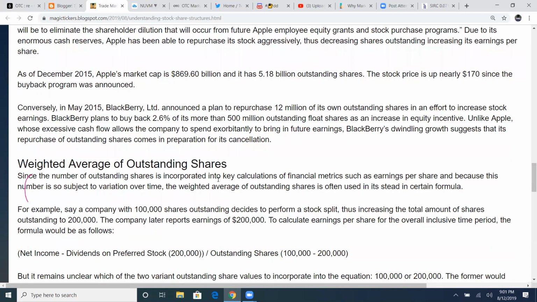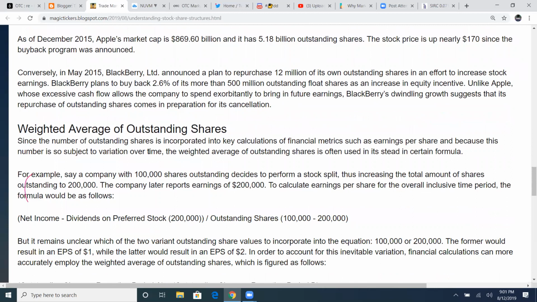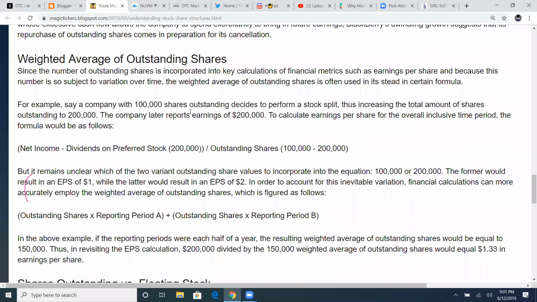Weighted average of outstanding shares. Since the number of outstanding shares is incorporated into key calculations of financial metrics such as earnings per share, and because this number is so subject to variation over time, the weighted average of outstanding shares is often used in its stead in certain formulas. For example, say a company with 100,000 shares outstanding decides to perform a stock split, thus increasing the total amount of shares outstanding to 200,000.